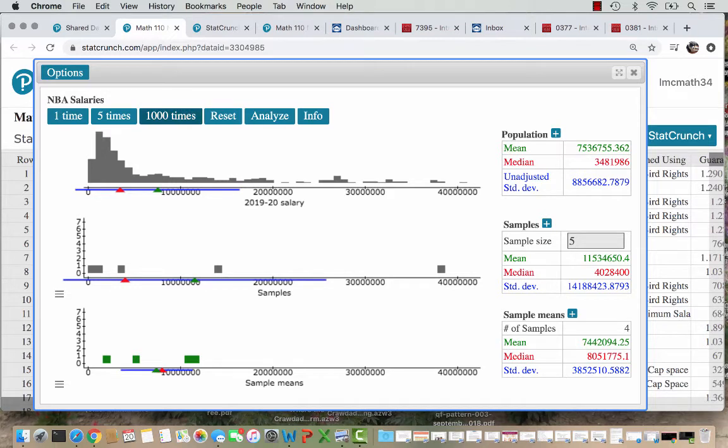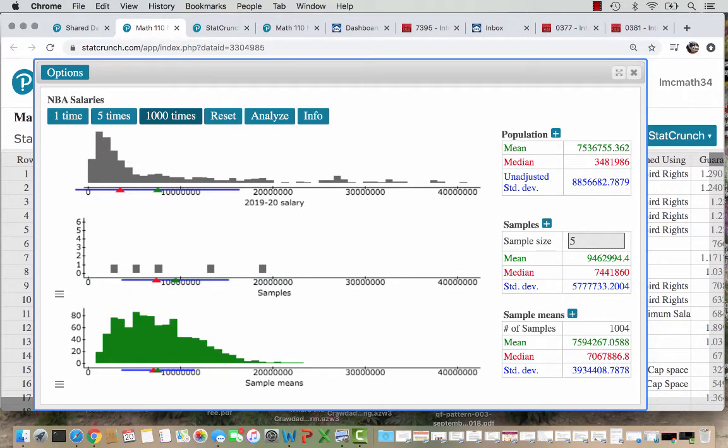We can speed this up by clicking 1,000 times. And we see here, again, we're getting a right skew graph for our sample means down at the bottom, but the tail is much shorter. And that's because if you pick one player with a high salary, your other 4 players are going to have lower salaries and your average is going to be a lower value.